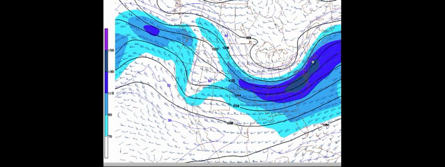When you are to the north and northeast of a jet streak, right in this area here, that's where the best divergence is occurring aloft. When you are to the southwest of a jet streak, that's where the best divergence is also happening. So you have divergence here and here. Now, why is divergence important?